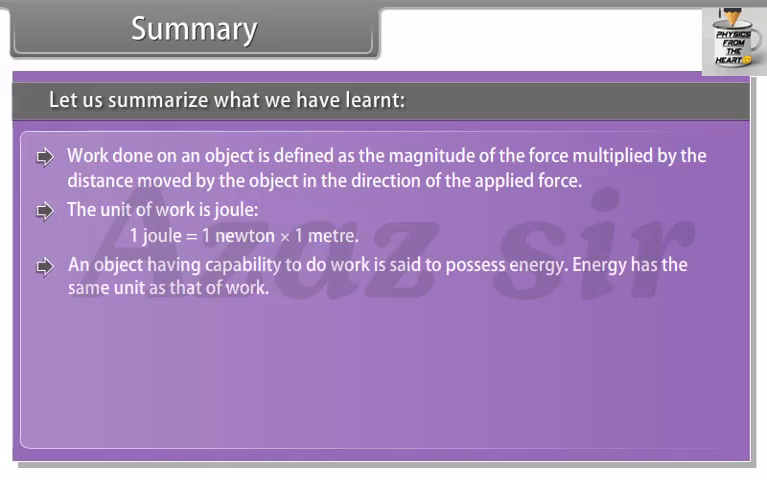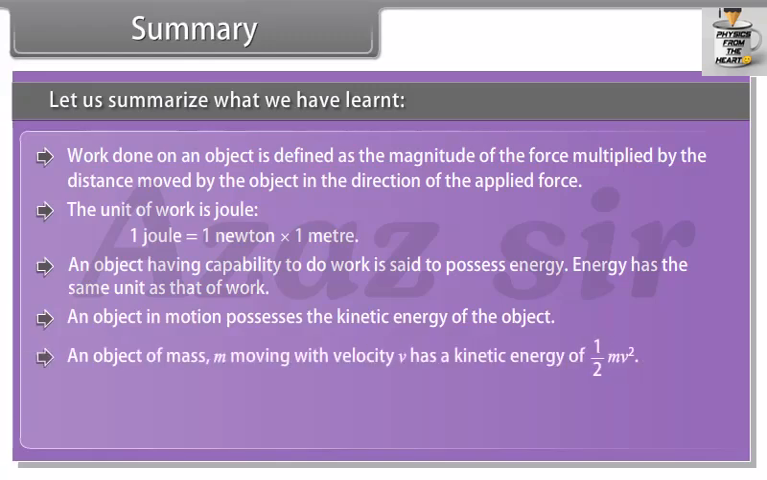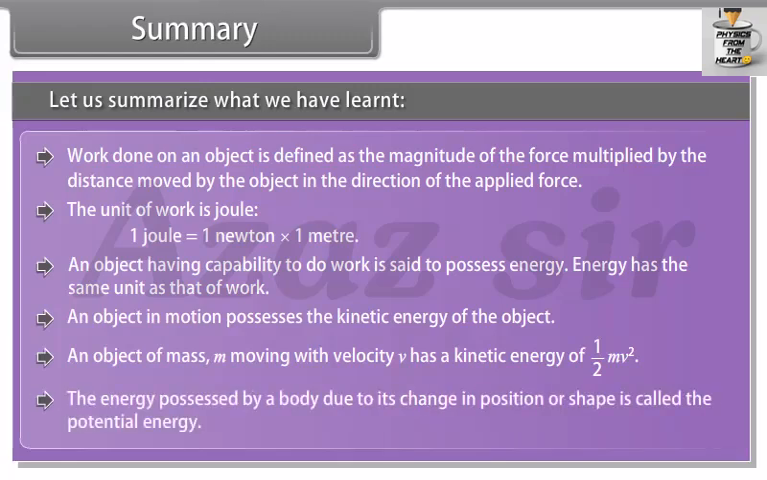An object having capability to do work is said to possess energy. Energy has the same unit as that of work. An object in motion possesses kinetic energy. An object of mass m moving with velocity v has a kinetic energy of 1 upon 2 mv square. The energy possessed by a body due to its change in position or shape is called the potential energy.